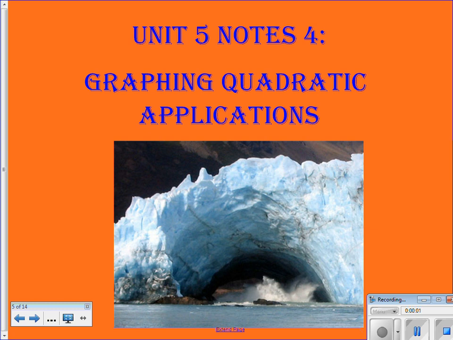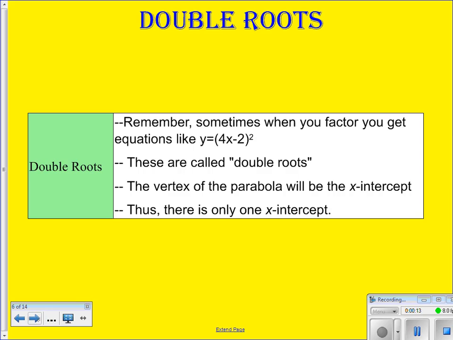Okay, today, ladies and gentlemen, we are going to be doing Notes 4, which is the first of our application problems and our word problems. So we can really focus in on how do we apply quadratics. So to start off with, I want to just kind of briefly touch on double roots.